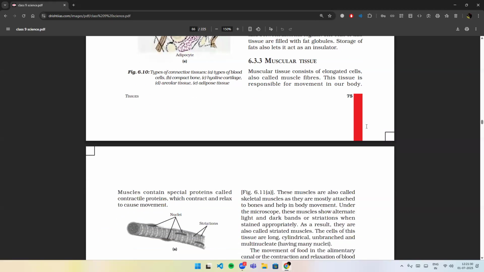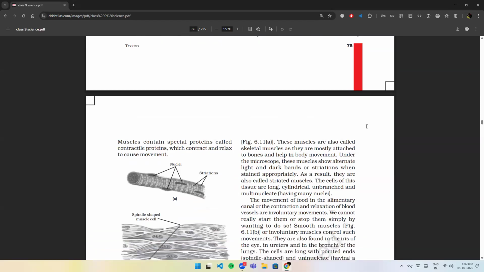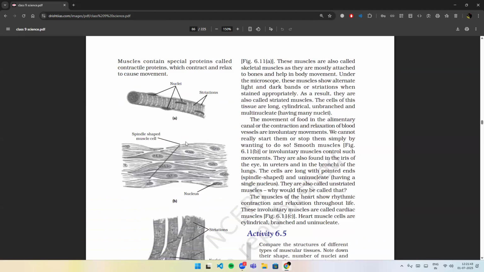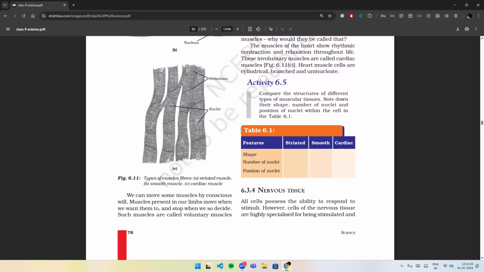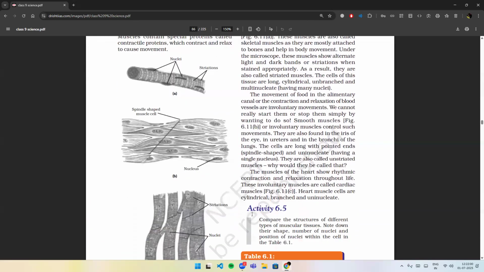Muscle tissue. Muscular tissue consists of elongated cells, also called muscle fibers. This tissue is responsible for movement in our body. Muscles contain special proteins called contractile proteins, which contract and relax to cause movement. We can move some muscles by conscious will. Muscles present in our limbs move when we want them to and stop when we so decide. Such muscles are called voluntary muscles. These muscles are also called skeletal muscles as they are mostly attached to bones and help in body movement.